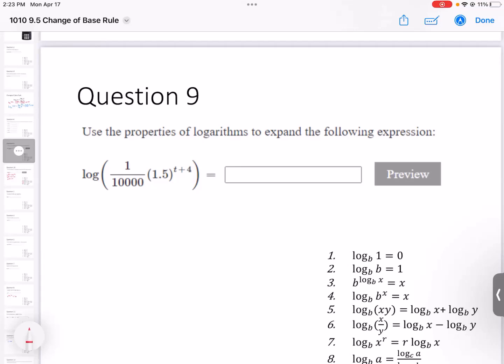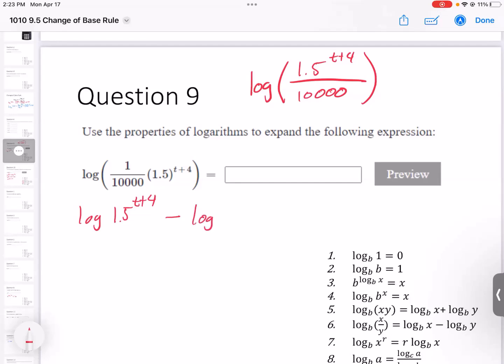Yeah, so 6 involves division, and we could think about this as division, right? Because we could think about it as log of 1.5 raised to the T plus 4 divided by 10,000. That's the same thing. So we could use the division rule, which says that we do the log of the top. So we'll have log of 1.5 to the T plus 4 minus the log of the bottom. So that gives us log of 10,000. Everybody good with that? That's property 6.